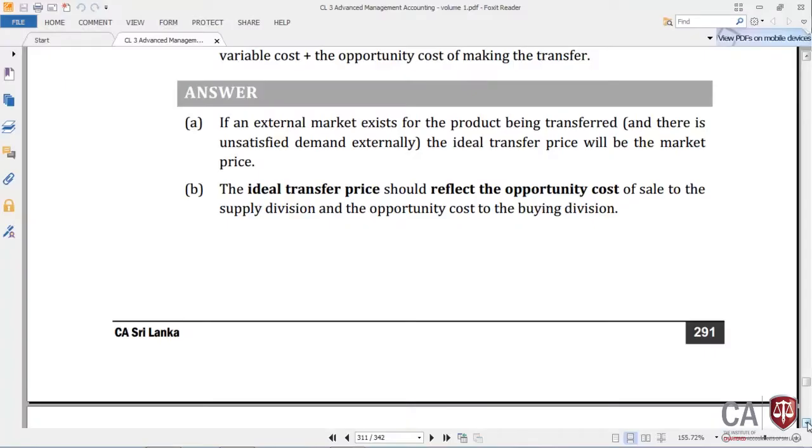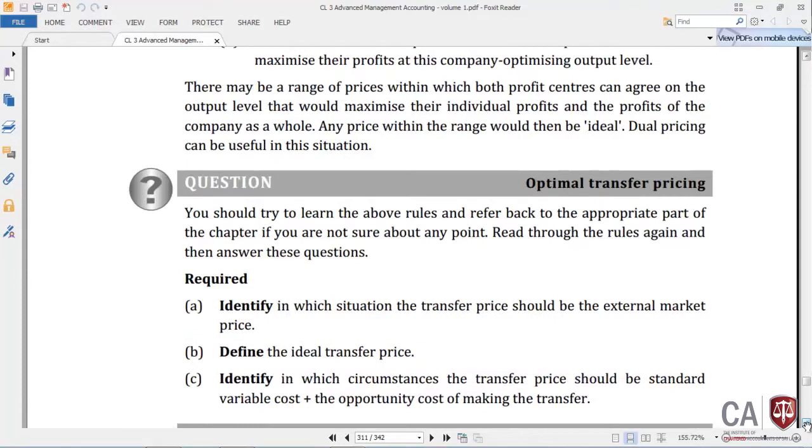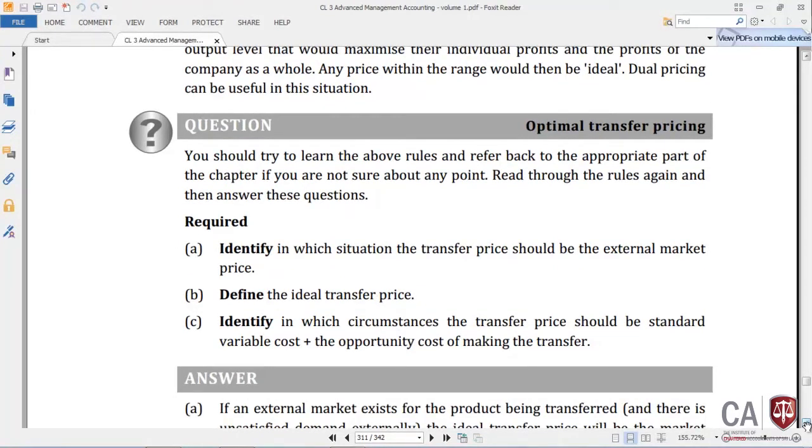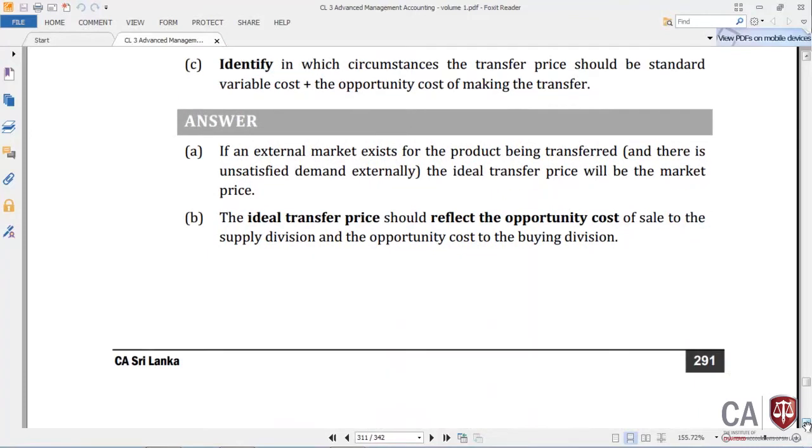Moving to the computer screen again. The second scenario. Define the ideal transfer price. What is the best transfer price? Right? That is question B. When you move into the answer of B, the ideal transfer price should reflect the opportunity cost of sale to the supply division and the opportunity cost to the buying division. Ideal transfer price means the best transfer price to maximize the gain for the transferee as well as the transferer. That is the sending division as well as the receiving division. In this case, A is the sending division, B is the receiving division.